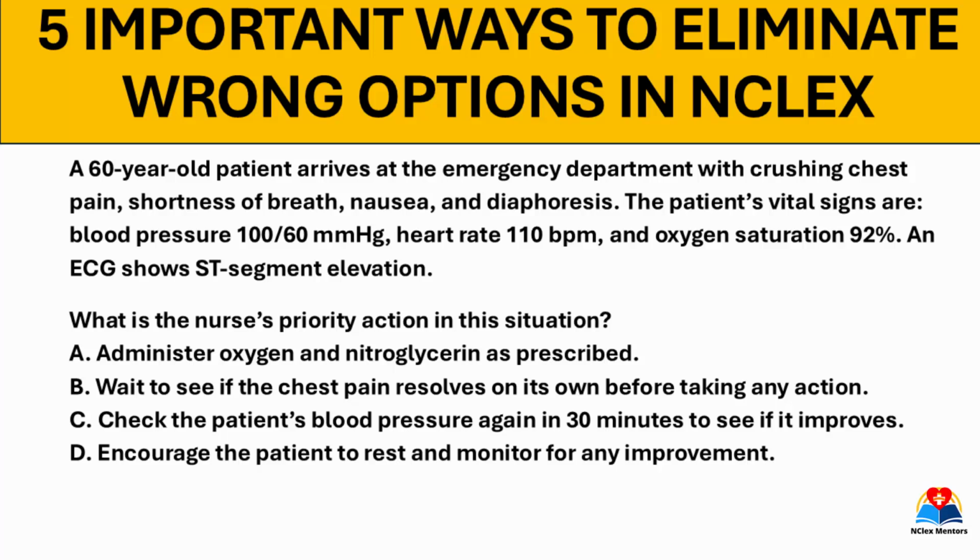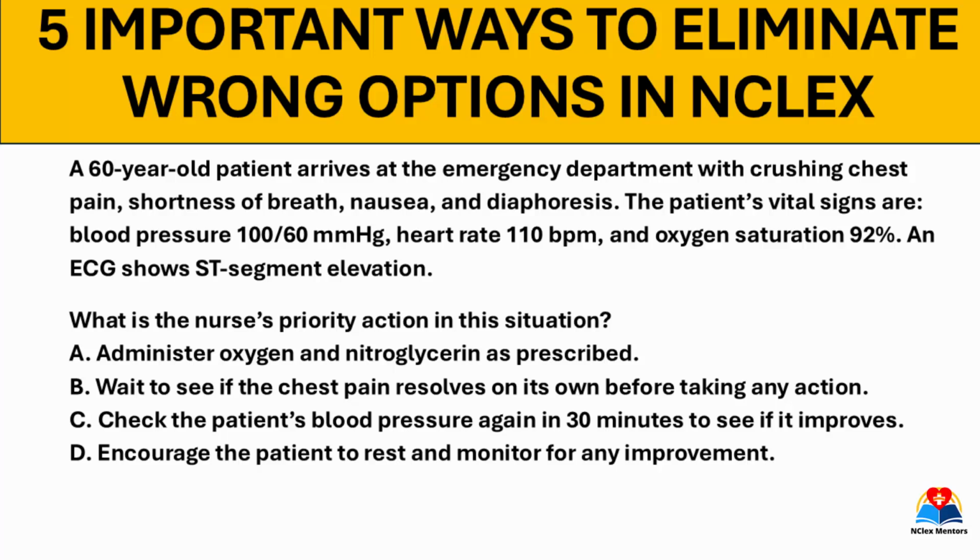The options given to you on the screen are: Option A, administer oxygen and nitroglycerin as prescribed. Option B, wait to see if the chest pain resolves on its own before taking any action. Option C, check the patient's blood pressure again in 30 minutes to see if it improves. Option D, encourage the patient to rest and monitor for any improvement. Let me reveal the right answer of this question. If you need more time, you can pause the video as well.